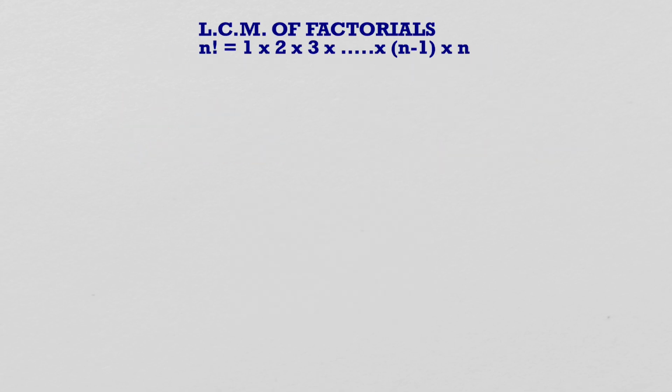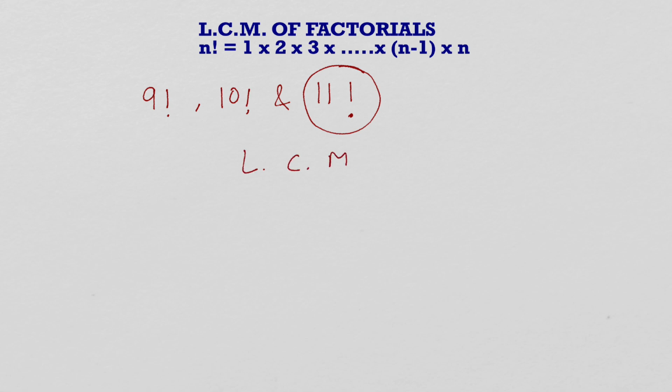First of all, to find the LCM of any given factorials, suppose we have to find the LCM of 9 factorial, 10 factorial and 11 factorial. The LCM of these factorials would be the biggest number or highest factorial, whatever is given. So here it is 11 factorial. So the LCM is simply 11 factorial. How it works is very simple to understand.